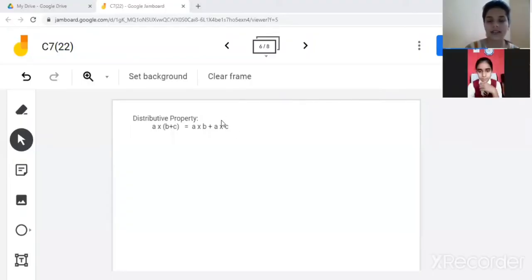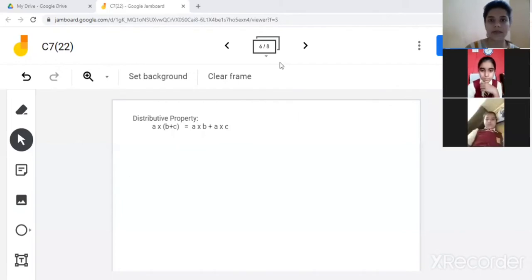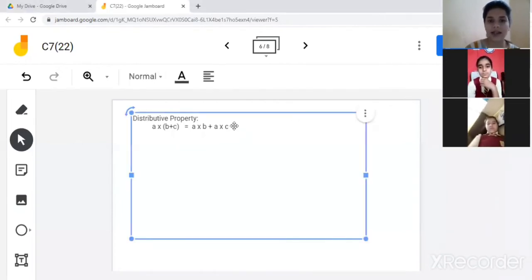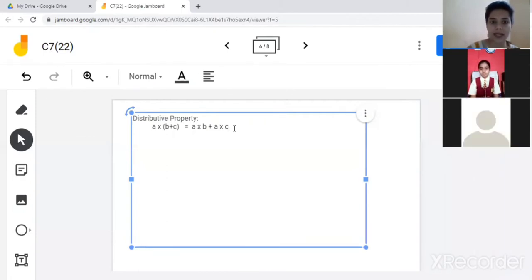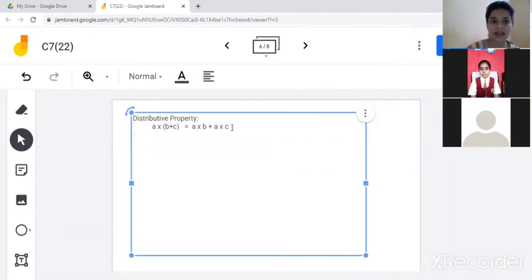Good morning, children. In today's class, we will study the distributive property. Distributive property means that if we add two numbers first and then multiply with the third number, or if we multiply separately and add after that, the result is the same. This property is the distributive property.